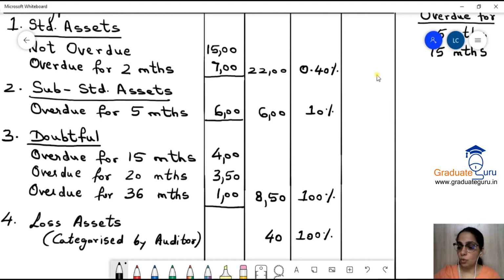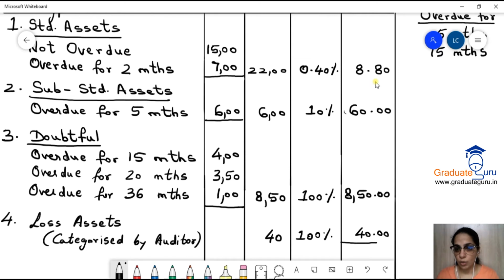So now let's do this calculation. 2200 into 0.4% gives me 8.80. Okay, this is again in lakhs only. 600 into 10% will be 60. And the remaining two are anyway 100%. So 850 and 40.